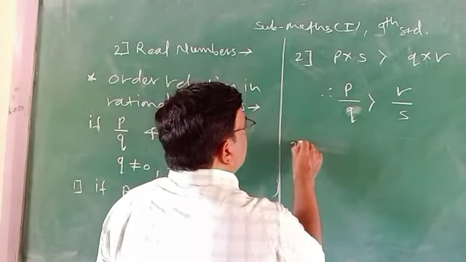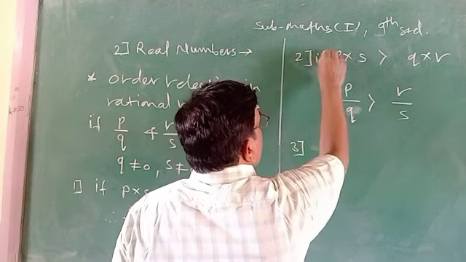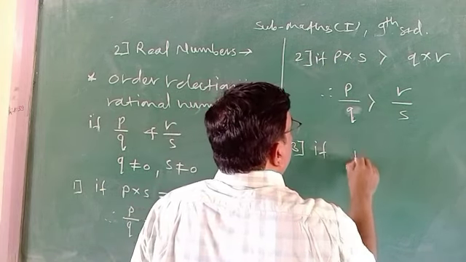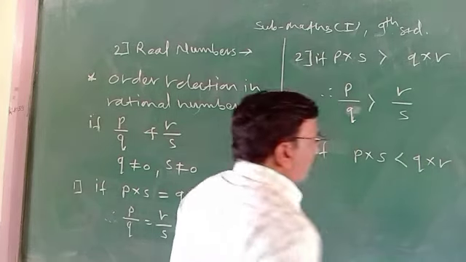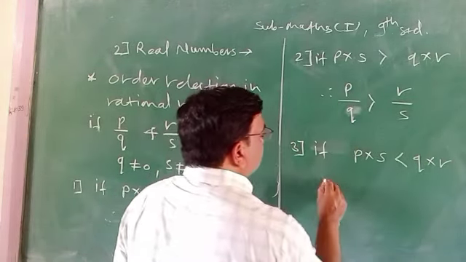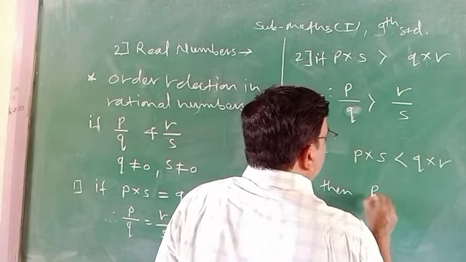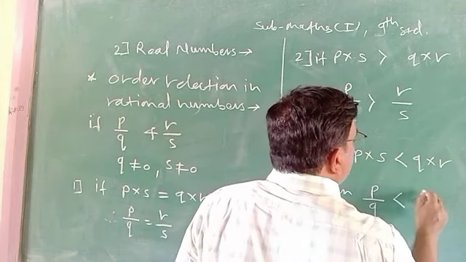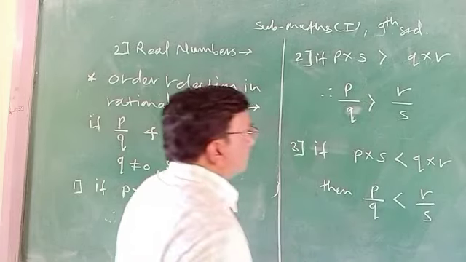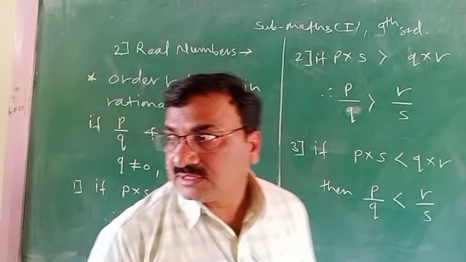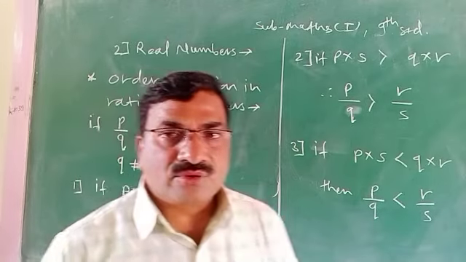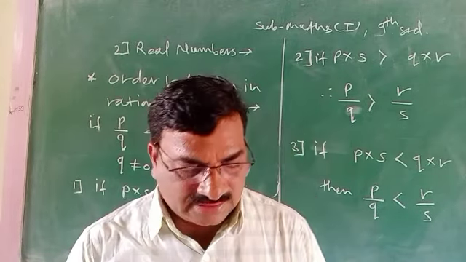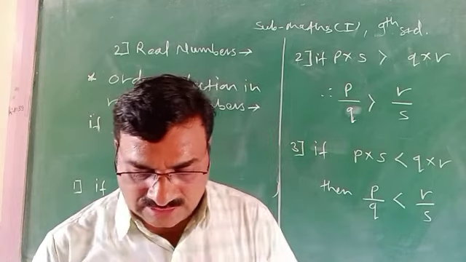And the third condition: if p into s is less than q into r, then p upon q is less than r upon s. These are the three modes, and from these we can decide the order relation between the numbers.